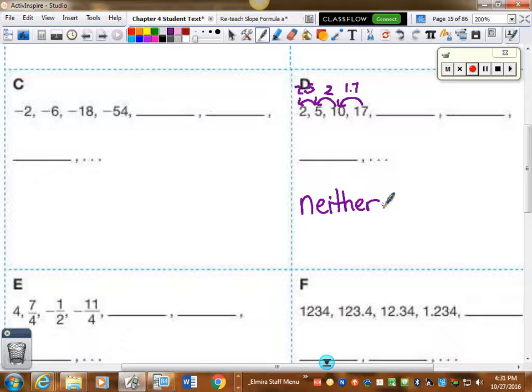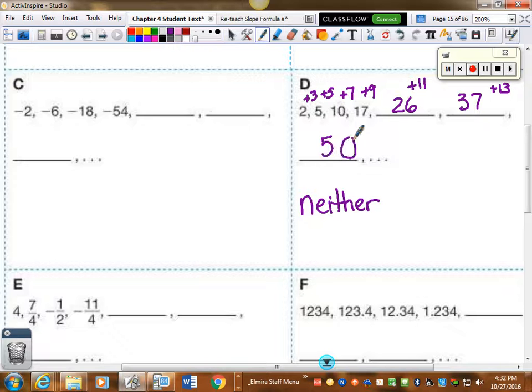arithmetic or geometric. But I do want to point out that the pattern was that each time, like this time I add 3, this time I add 5, this time I add 7, so the next time I'll add 9. So I know it's an adding pattern, but I'm not adding the same number every time, so it's not arithmetic. Okay, there's still a pattern. 26 plus 11 would be 37, plus 13 would be 50, but it is not adding the exact same number every time.